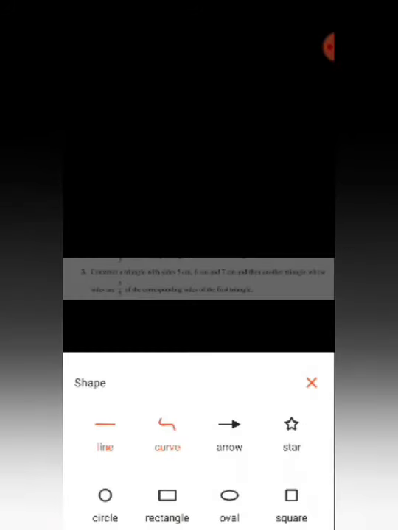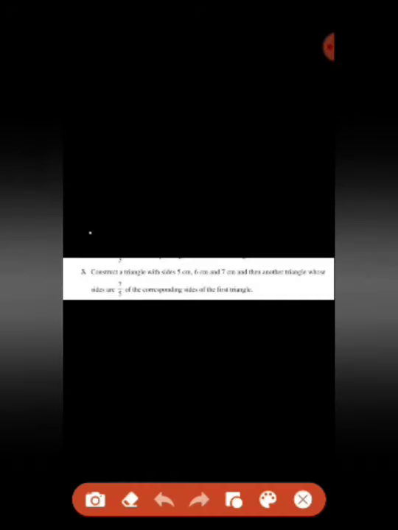So now we shall be doing question number 3 of your NCERT book. The question says that we need to construct a triangle with sides 5 cm, 6 cm, and 7 cm, and then another triangle whose sides are 7 by 5 of the corresponding sides of the first triangle. First thing we need to do is construct a triangle whose sides are 5 cm, 6 cm, and 7 cm. To do this, I will take a base first.